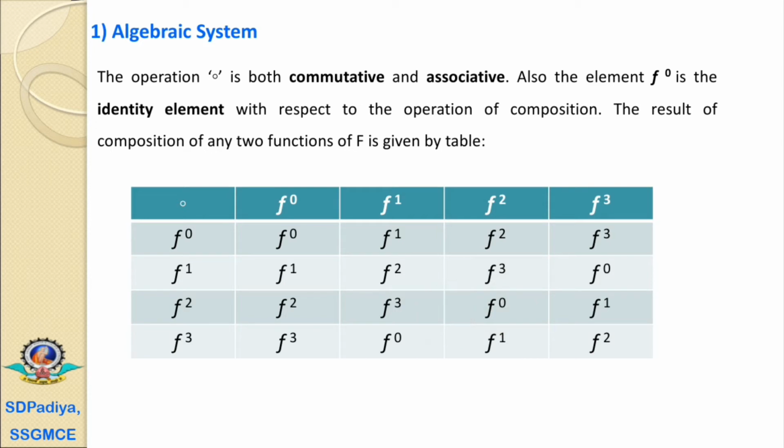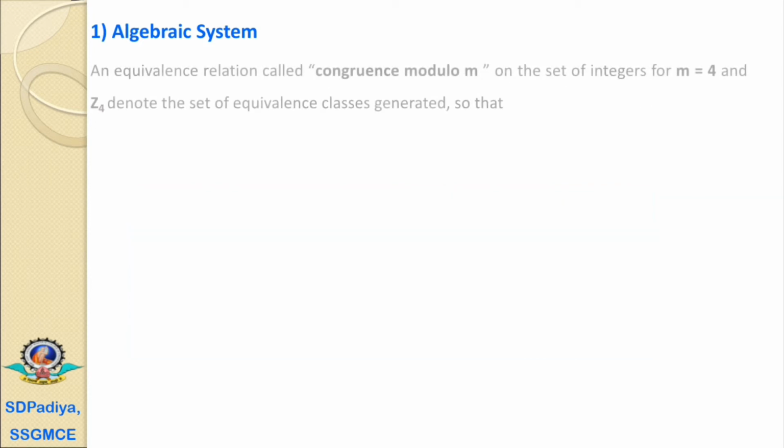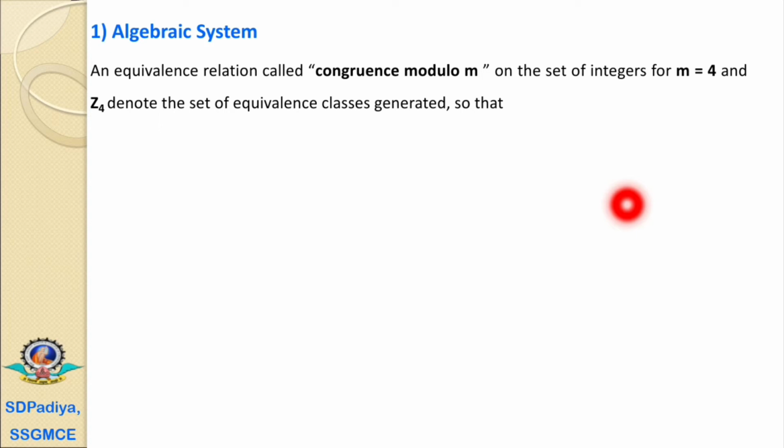We already discussed this. Now, based on this, to find the congruence, we have developed a method that we call congruence modulo m. The m means the number of values in the set. Let's have an equivalence relation to the previous expression, called congruence modulo m, on the set of integers. Suppose we consider m equal to 4, and therefore the set is Z4, denoting the set of equivalence classes generated.